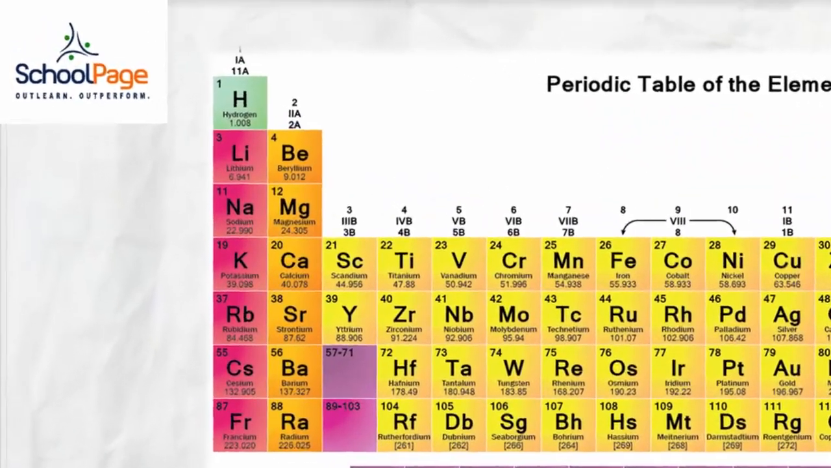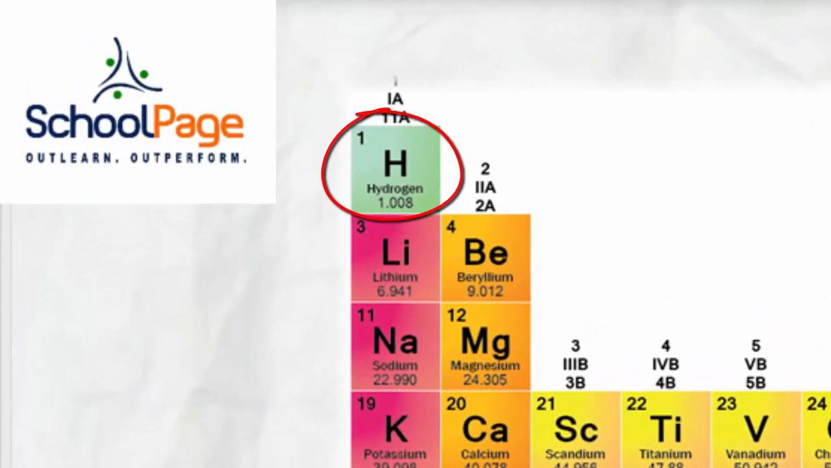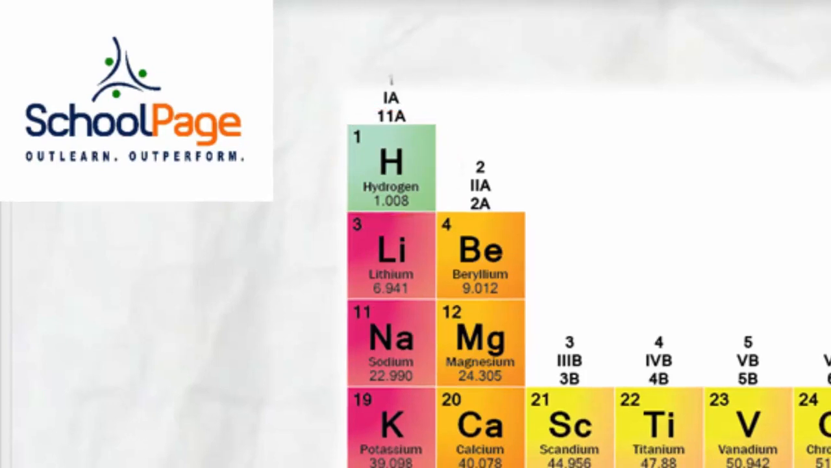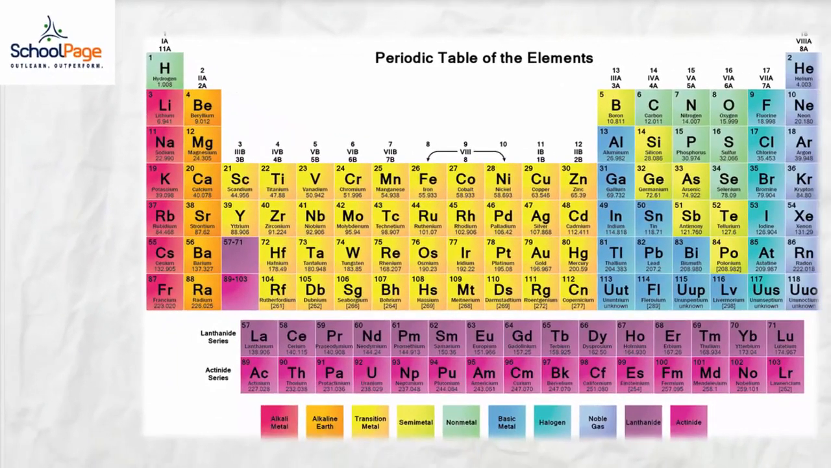Like for example, hydrogen. We can see that inside the box there is a symbol of hydrogen, the name of the element, that is hydrogen. On the top you can see there is 1. It means that 1 is the atomic number and 1.008 is the mass number of the element. Now this is the same for the other elements listed in the table, whether it is helium, lithium, beryllium or radon.